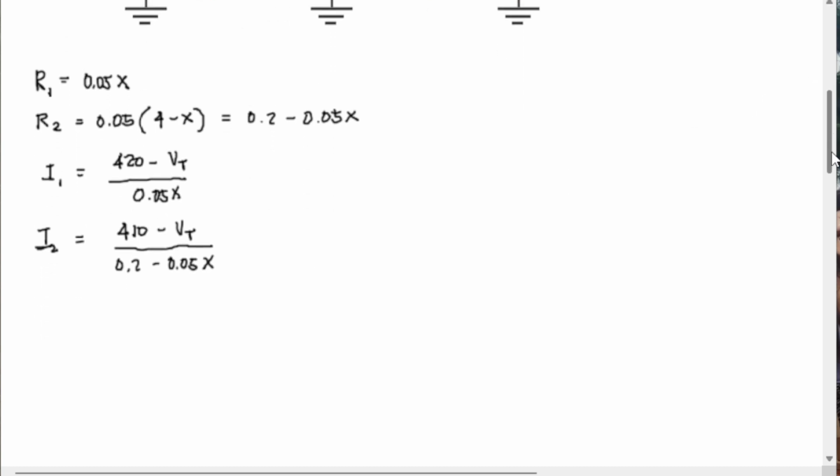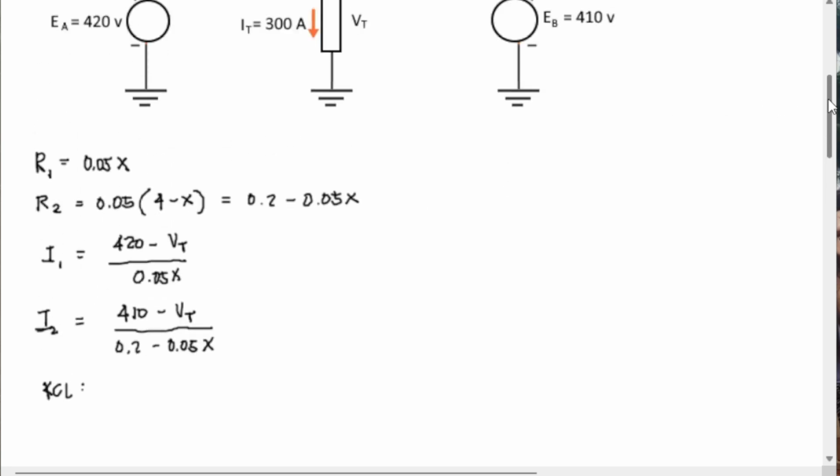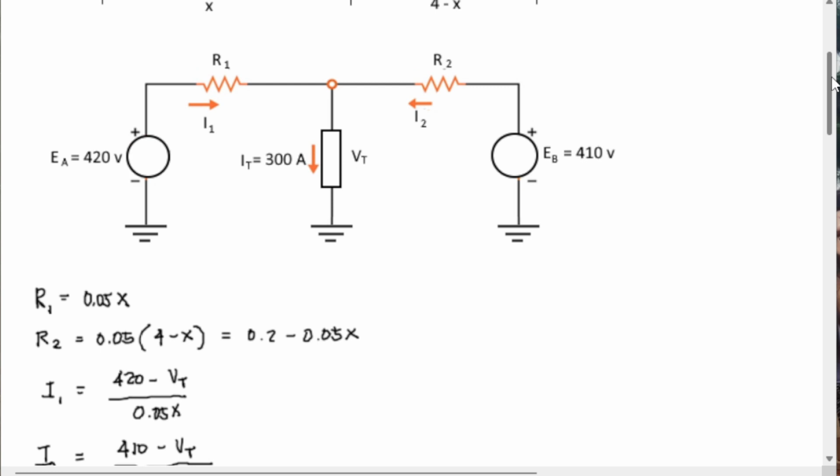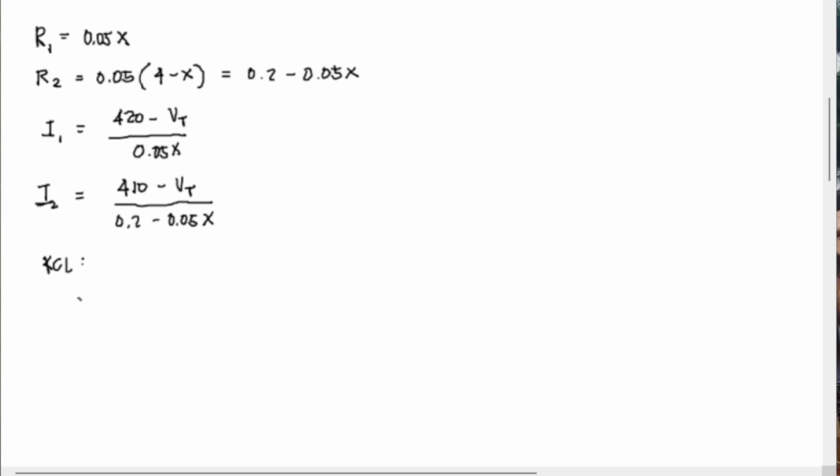Okay, so meron tayong equation involving I1 and VT and I2 and VT. From KCL, dun sa junction or sa node natin, we have I1 plus I2 is equal to the total current of 300 amperes. So I1 plus I2 is equal to 300.